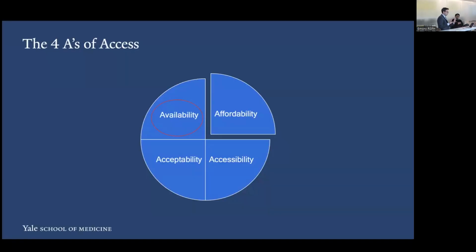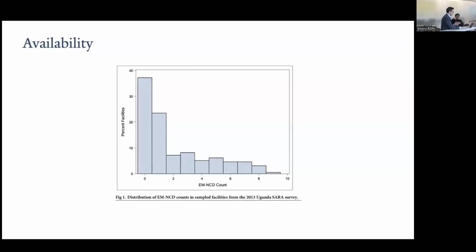So shifting from acceptability and accessibility to availability. I'll just show you some of the work we've done over the years in Uganda, specifically on availability. So this was a study where we looked at 10 essential medicines for NCDs and looked at the percentage of public facilities in which they were found. And about 40% had none of these key essential medicines, while none of the facilities had all of them, right?